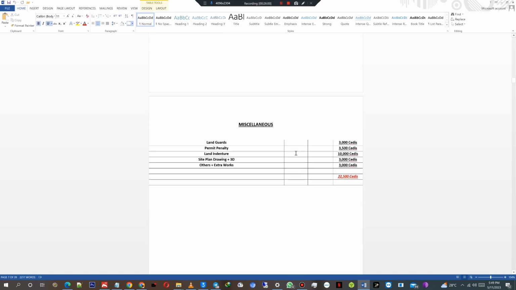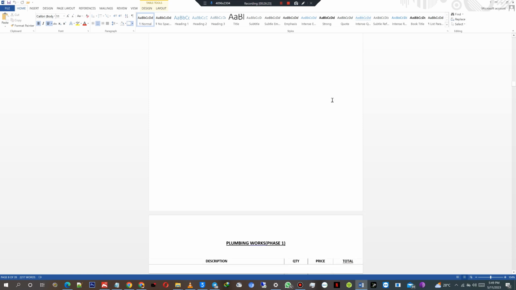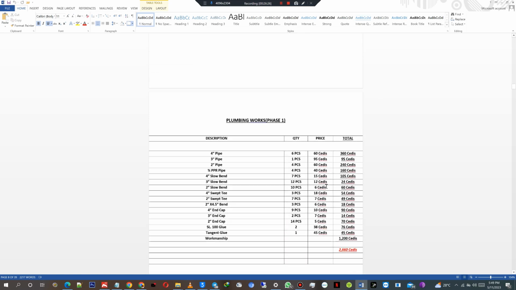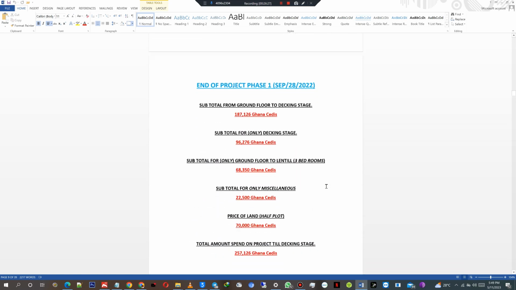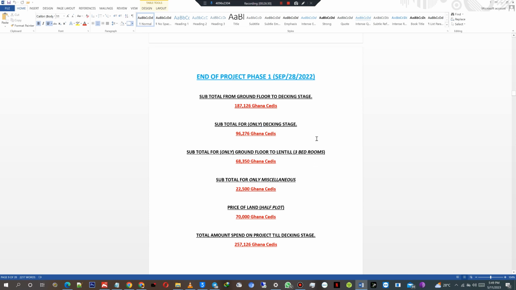The miscellaneous cost me 22,500 Ghana cedis, which is: land gas took 3,000 Ghana cedis, and permit penalty took 3,500 Ghana cedis. The AMA people came around and started to disturb me. The indenture for my land cost me 10,000 Ghana cedis, and 3D drawings and other extras was 6,000 Ghana cedis. So miscellaneous cost me 22,500 Ghana cedis. That was how everything cost me.